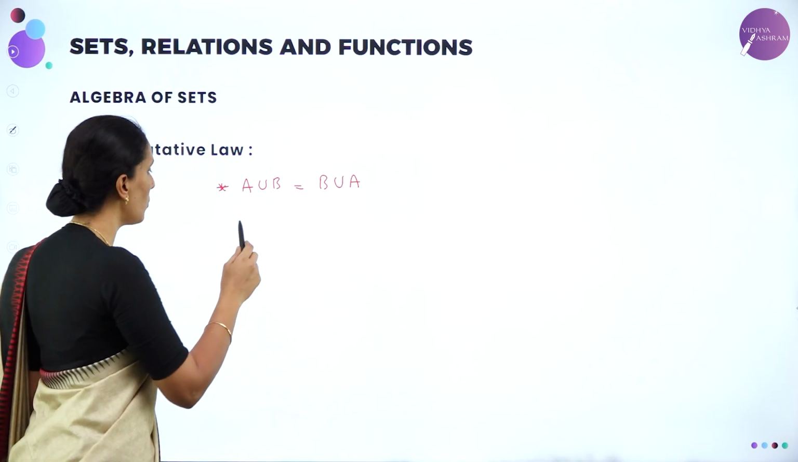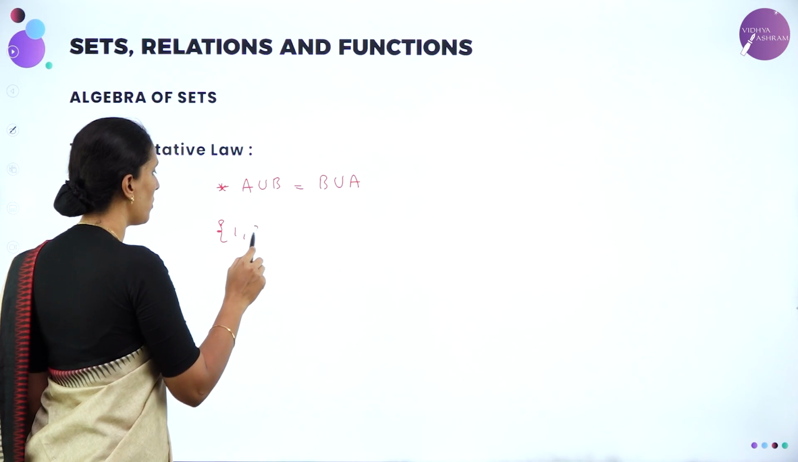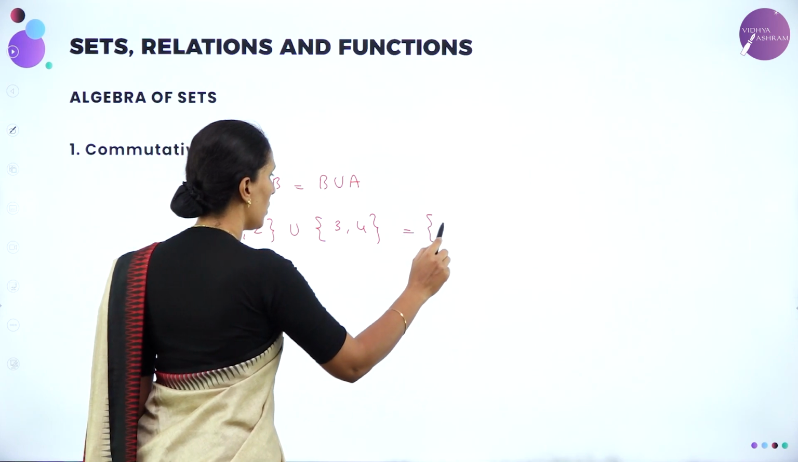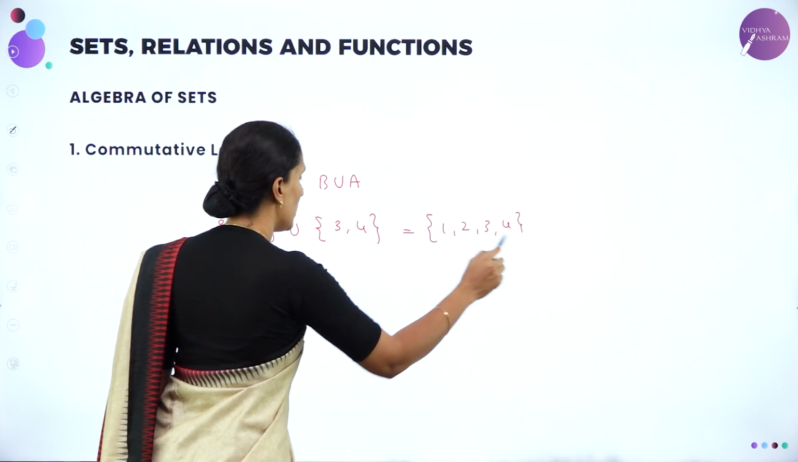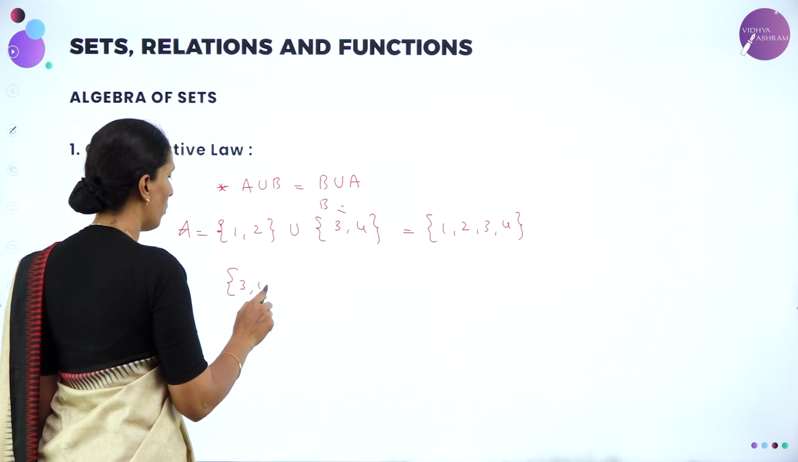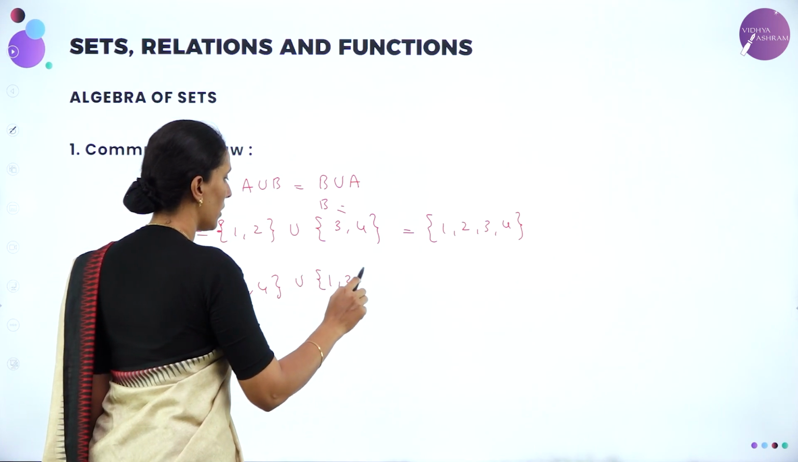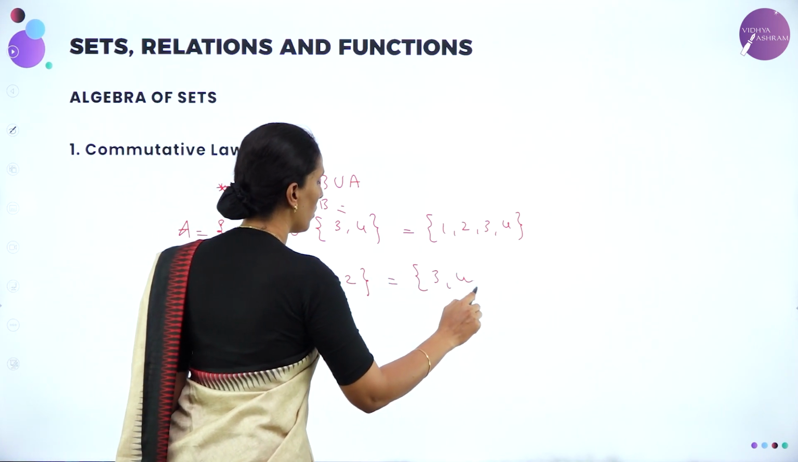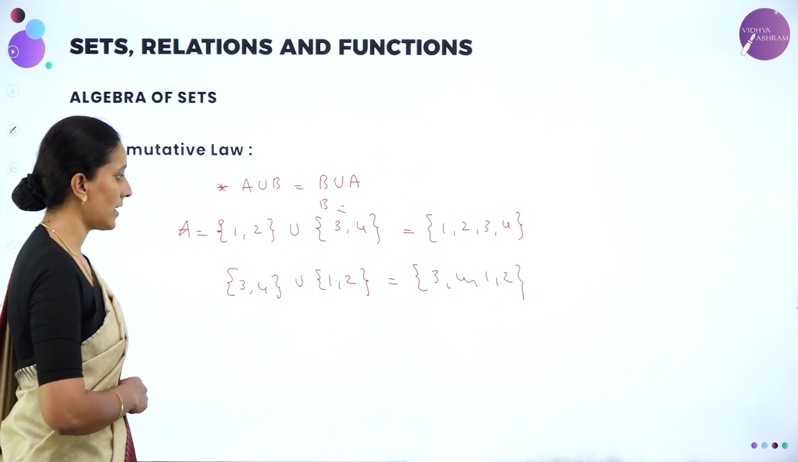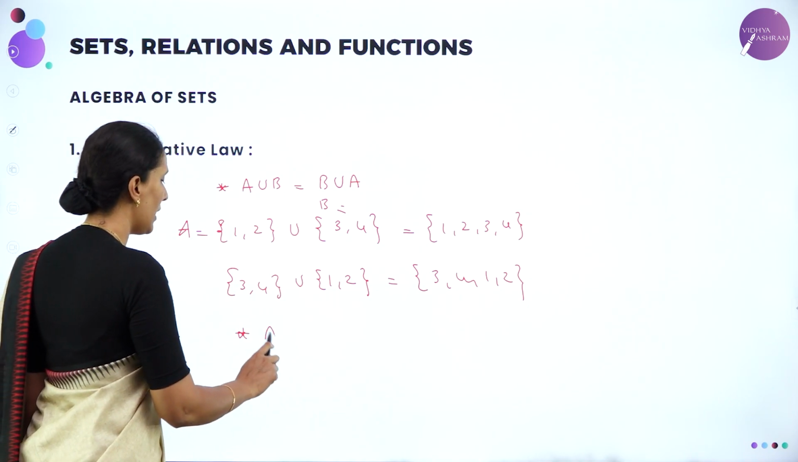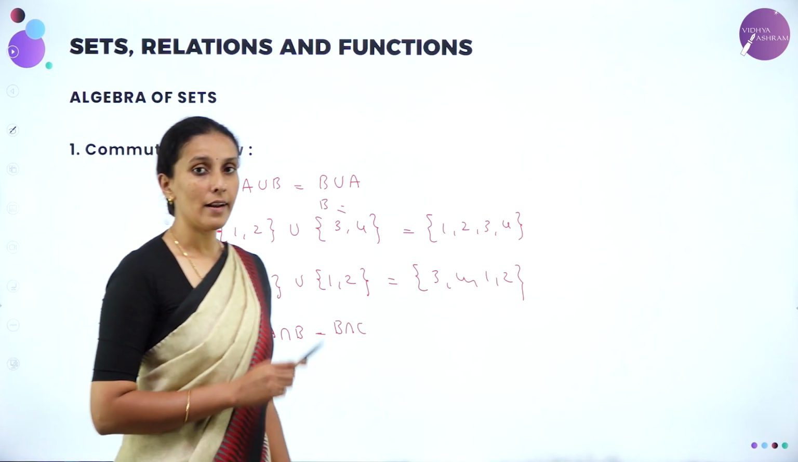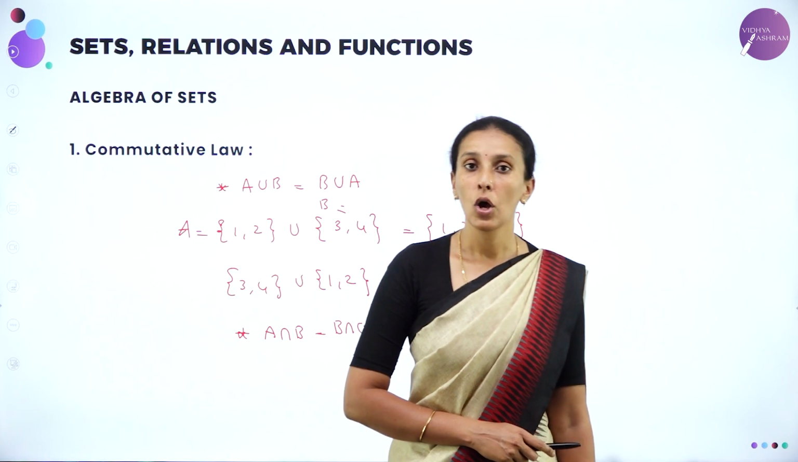So when you take the union of the set {1, 2} union {3, 4}, then the resultant will be {1, 2, 3, 4}. So let this be A and let this be B. Now let's take {3, 4} union {1, 2}. Again it is {3, 4, 1, 2}. So they are the same. Only the order of the elements is changed, but they are the same. Similarly, we can define A intersection B is equal to B intersection A, which means the union and intersection of two sets are commutative.